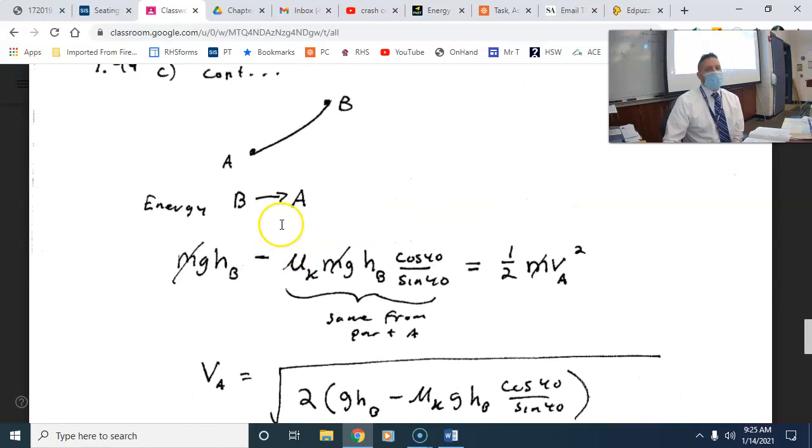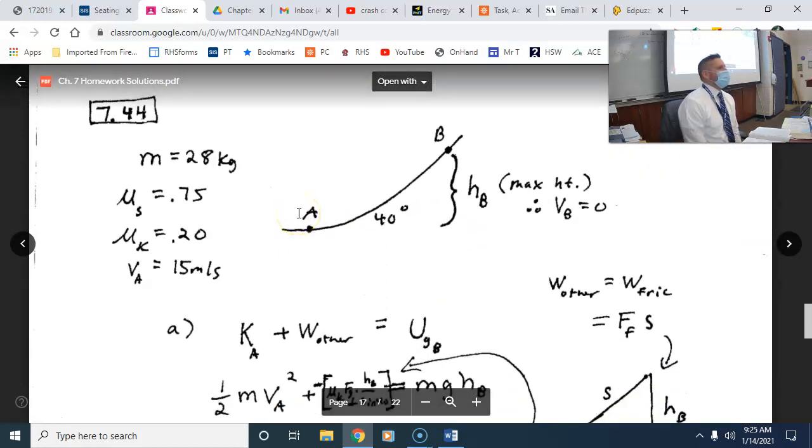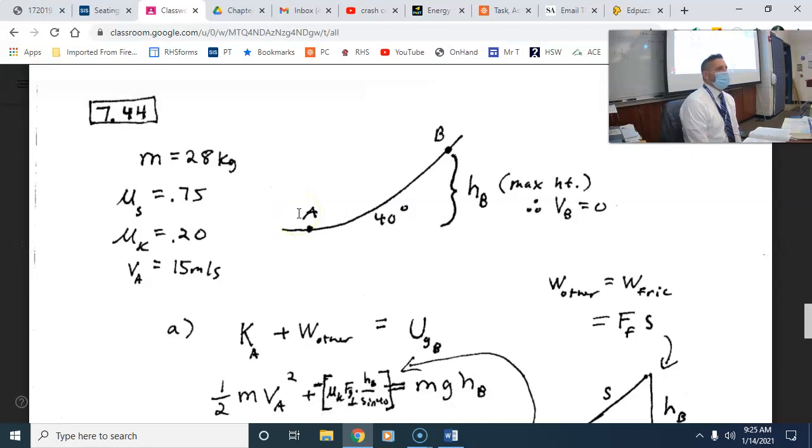Now, this would be a really easy question if there were no friction or no outside forces. What would the answer be with no work, if there were no friction when it came back down? 15, right? That's what theoretically it would be. But since there's friction both on the way up and on the way back down, it's going to be less than that.